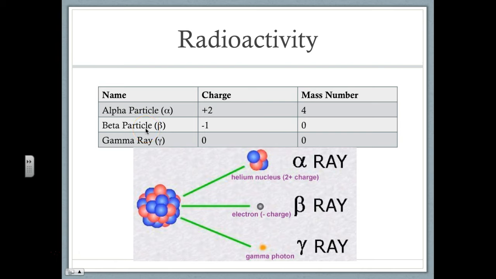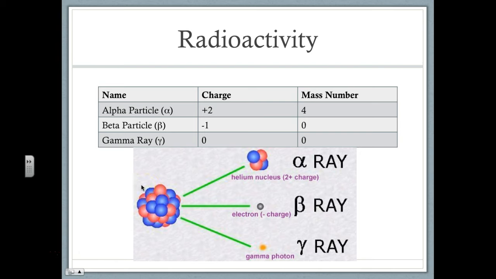A beta particle is basically an electron. It has a -1 charge, and because electrons have such tiny mass, we say the mass number is 0. Electrons do have a mass, but they're just so tiny compared to a proton. Gamma ray is just pure energy. Okay, it has no charge, it has no mass, it is pure energy. And it acts like a wave. So that's all they really talk about radioactivity.